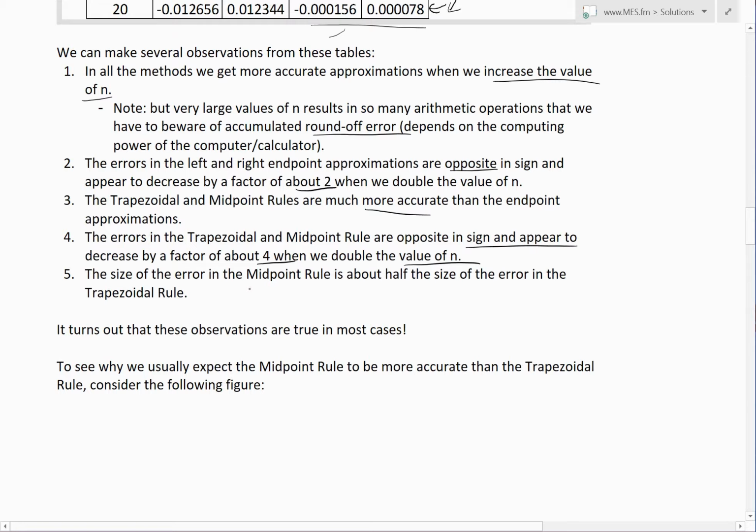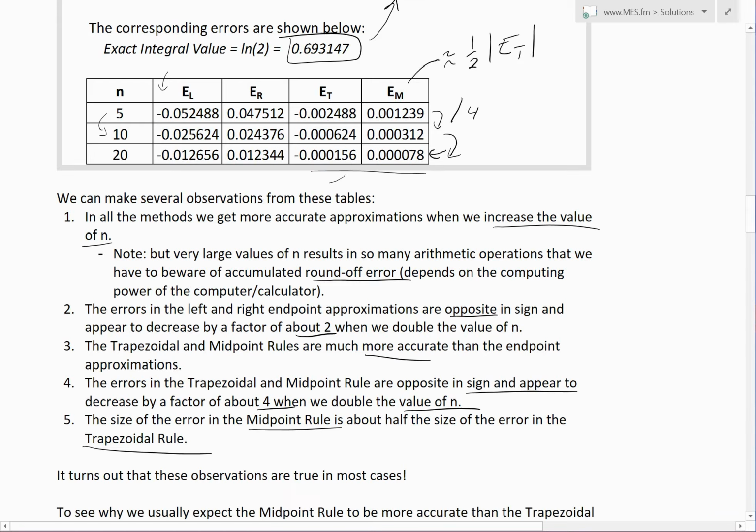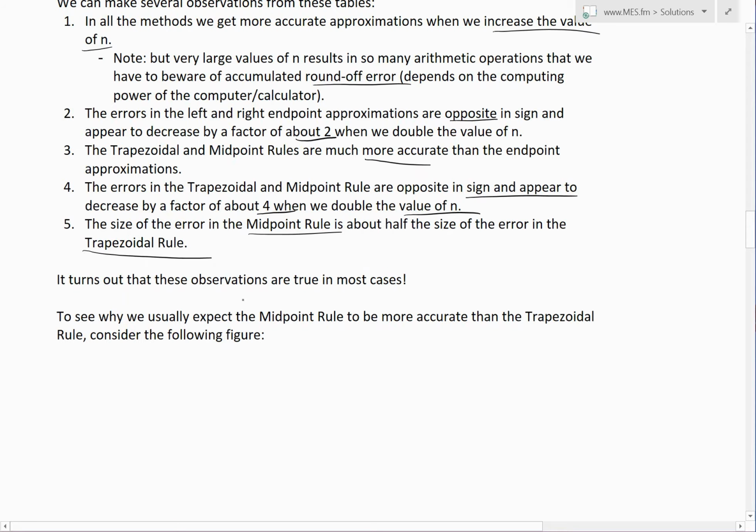And now the size of the error of the midpoint rule is about half the size of the trapezoidal rule. As you can see, this is 2.4, this is 1.2, this is 6, this is 3, this is 1.56, this is about 7.8, which is half of E_T, the absolute value of error T. It turns out that these observations are true in most cases.